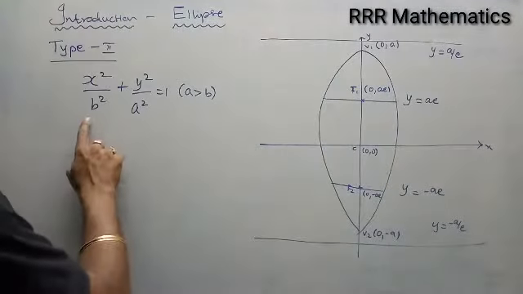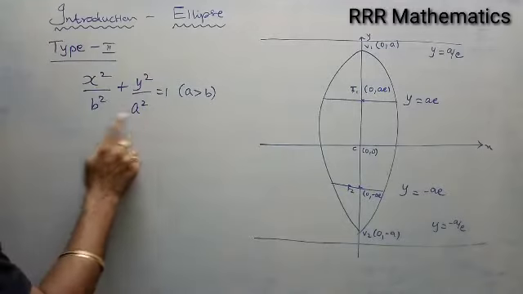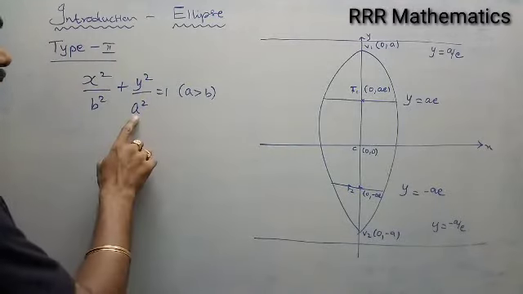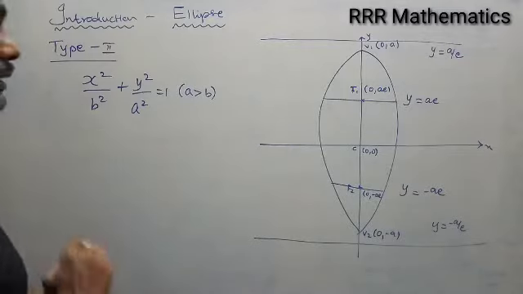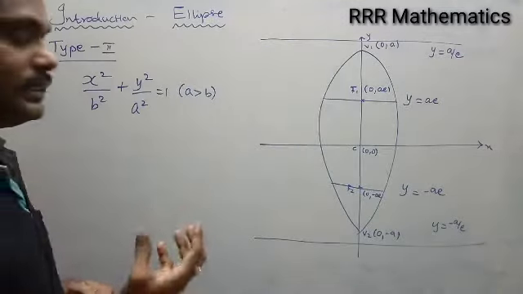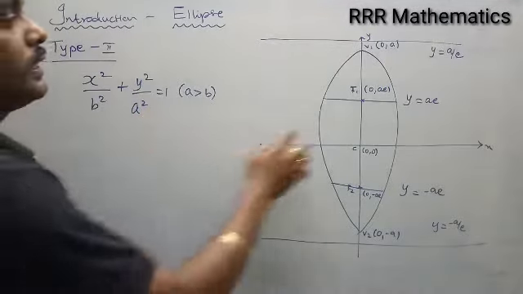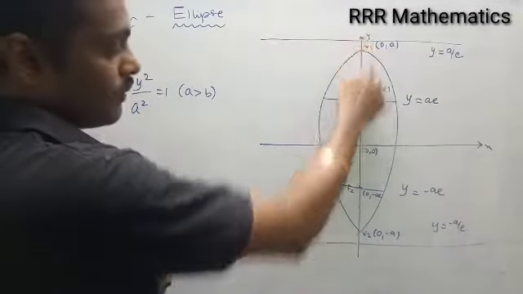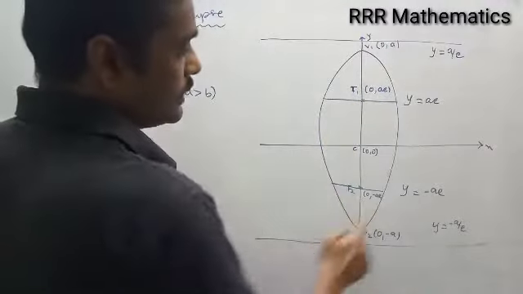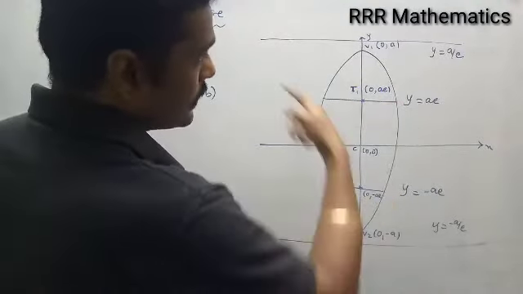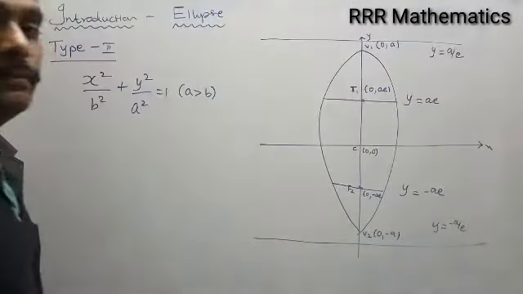See, in this case, in the standard equation, see the denominator, I have a square appearing in the denominator of y square, which has more value than this one. Always we are taking the larger value as a square, which in this case appears in the denominator of y square. Therefore, the major axis is along the y axis. So, you want to draw like this: center, vertices, foci, latus rectum, directrix. Got it?